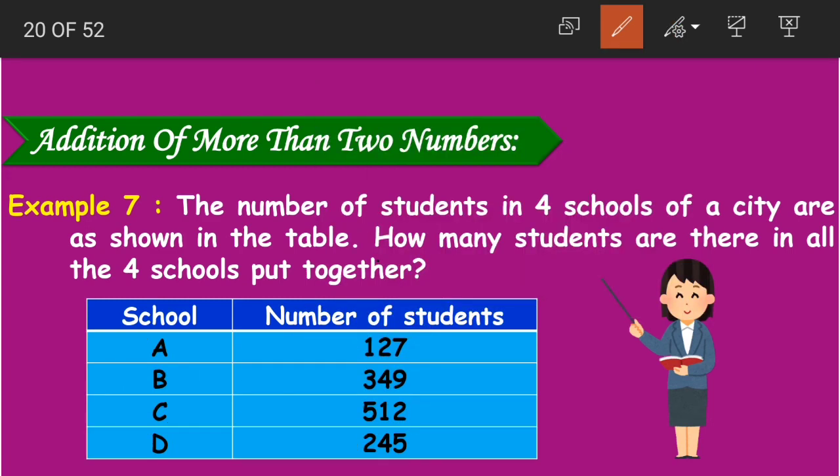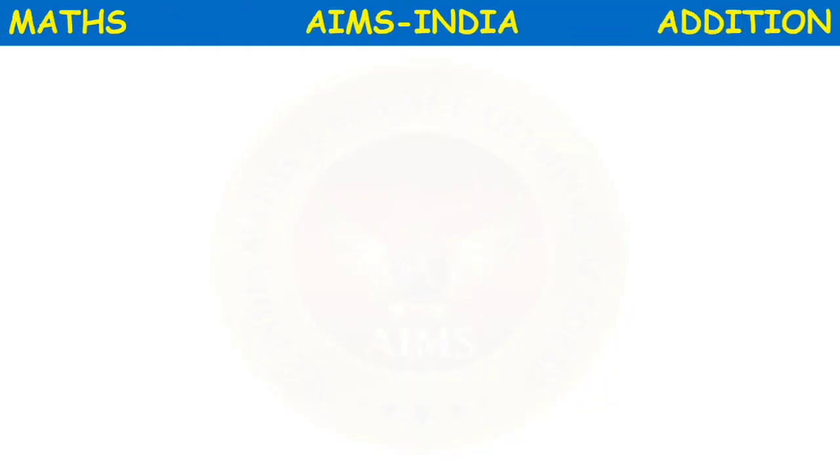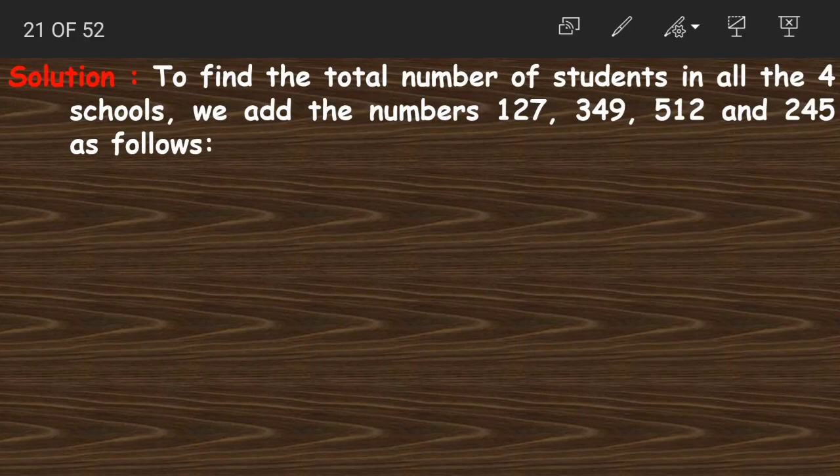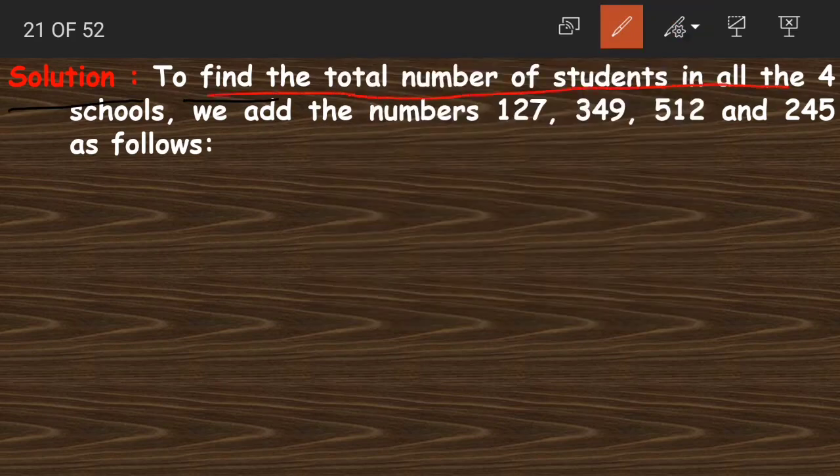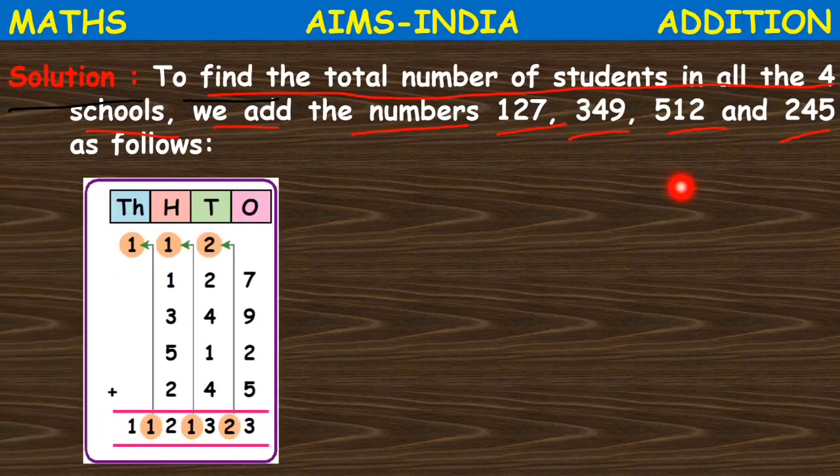So, what should we find out? We should find out how many students are there in all the 4 schools put together. It means we have to find the total of these 4 numbers here. 4 means more than 2, right? So, we are adding more than two numbers. To find the total number of students in all the 4 schools, we add the numbers 127, 349, 512 and 245 as follows.